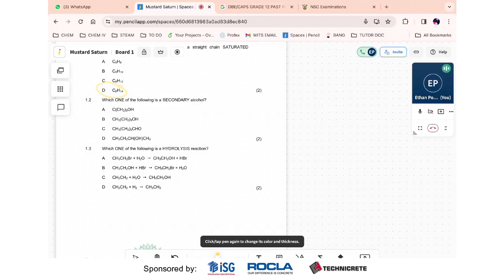For A, we can see that our OH group is bonded to the first carbon. Carbon can only have 4 bonds to it. So definitely OH is bonded to the first carbon, and the first carbon is then bonded to these 3 CH3 groups, meaning it's tertiary and not secondary, so it can't be our answer.